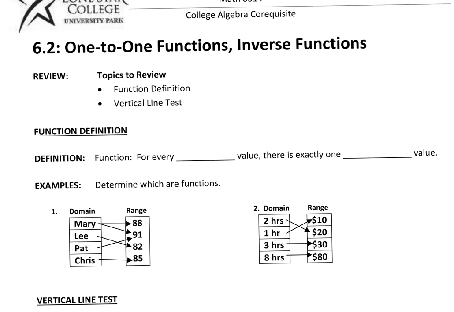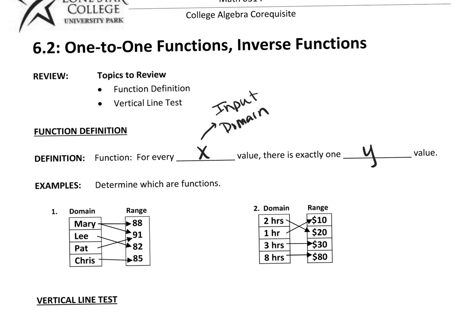So 6.2 is going to introduce us to what we call one-to-one functions and inverse functions. And we're going to talk about the definition of a function. A function basically says this: for every x value, there is exactly one y value. Another way to look at x is you can call this the input. And don't forget, you can also call these the domain.